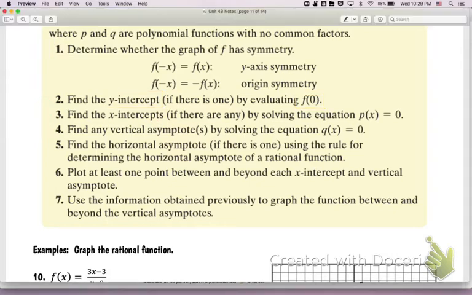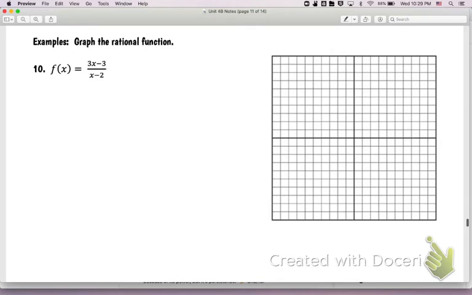Okay, so let's look at just a couple of graphs here. If we want to graph this rational function, let's start with our X and Y intercepts. The Y-intercept is going to be f of 0. So we're going to plug in 0 for x. That's going to be 3 times 0 minus 3 over 0 minus 2. Well, these are both zeros, so we have negative 3 over negative 2. That means 3 halves, which is 1.5. That's easier to know where to put on the graph. So 1.5 is our Y-intercept.